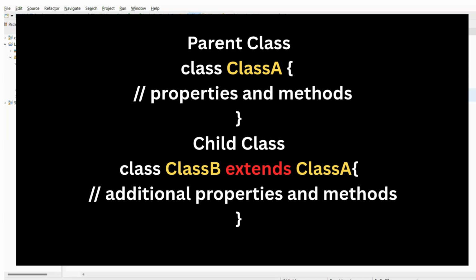So if you want to inherit, use the keyword extends. Use the extends keyword to inherit one class from another class. This means the child class automatically gets all non-private fields and methods from the parent class. Okay, so let's take an example.